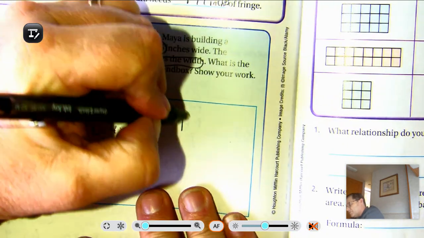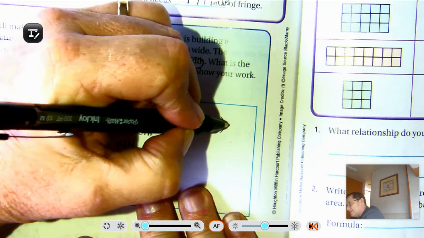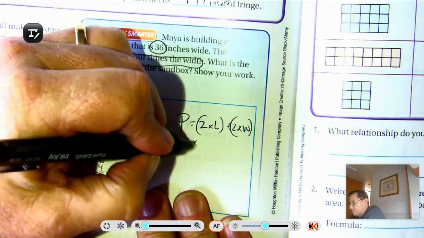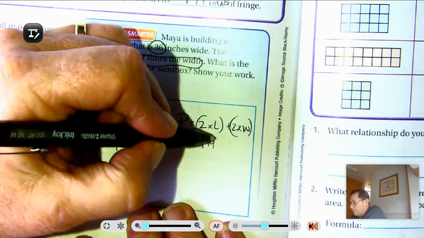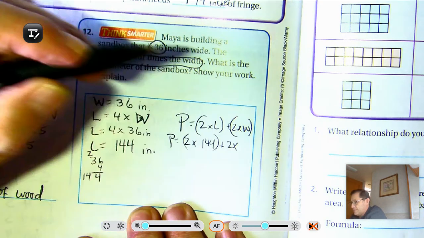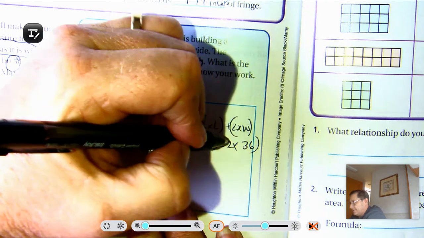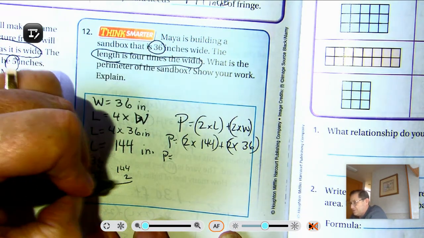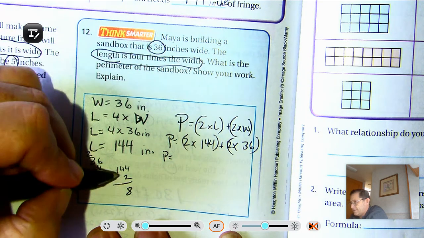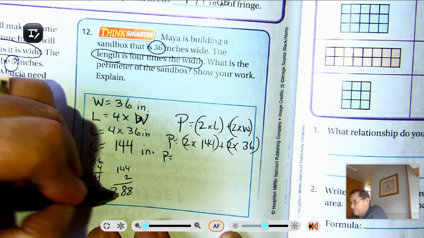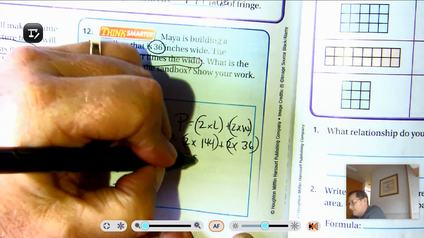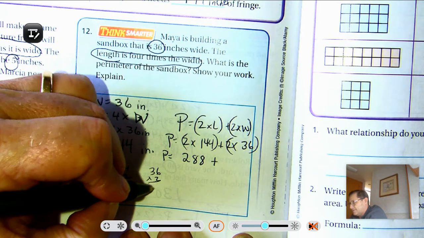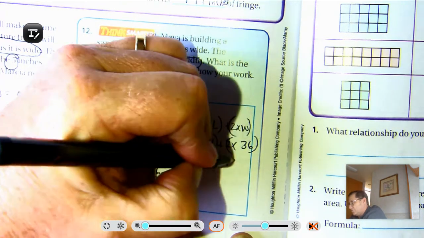Okay, so we can use perimeter equals 2 times the length plus 2 times the width. 2 times the length, 144, plus 2 times the width, 36. 144 times 2. 2 times 4 is 8. 2 times 4 is 8. 2 times 1 is 200. So 288 plus 2 times 36, 72.